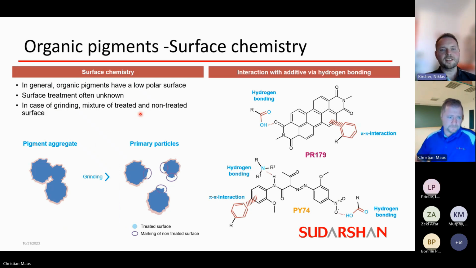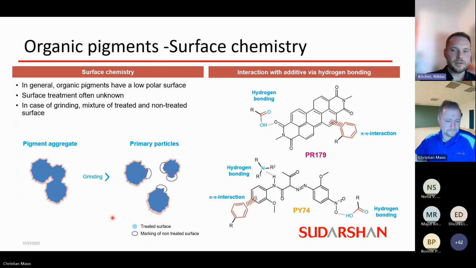Yeah, I mean, to understand the interaction between a pigment and a dispersant, it's important to have a look at the pigment chemistry or the surface chemistry of the pigment. Usually organic pigments have a quite low polar surface, which means they are quite difficult to wet, and it's also difficult for the dispersant to absorb at the surface because you always need functional groups to absorb there. That's the reason why many pigments are surface treated. You increase polarity of the surface, then it's easier to wet the surface, and it's also easier for the dispersant to absorb.